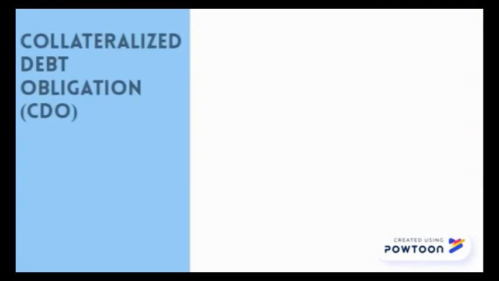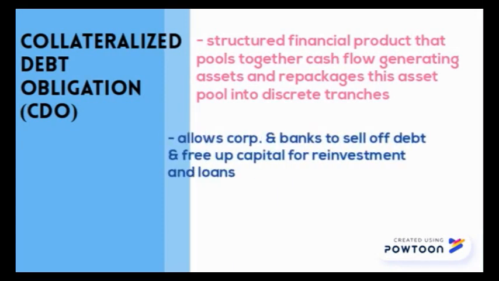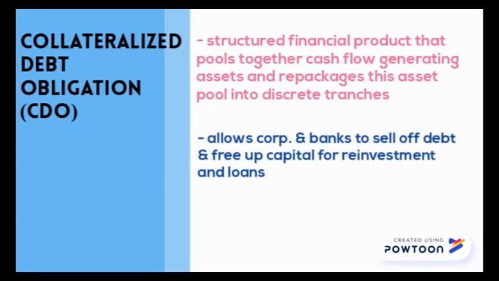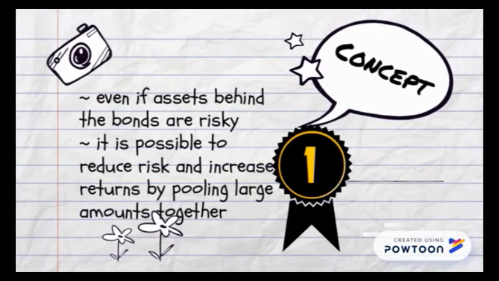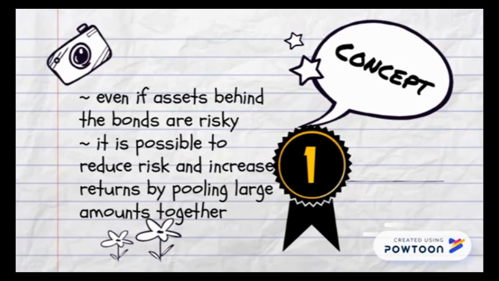CDO is a type of structured financial product that pools cash flow generating assets and repackages this asset pool into discrete tranches of different riskiness that can be sold to investors. CDO allows corporations and banks to sell off debt and free up capital for reinvestment or loans. The concept of CDO is that even if the assets behind the bonds are risky, by pooling large amounts together it is possible to reduce risk and increase returns, where the returns are in terms of interest rate.